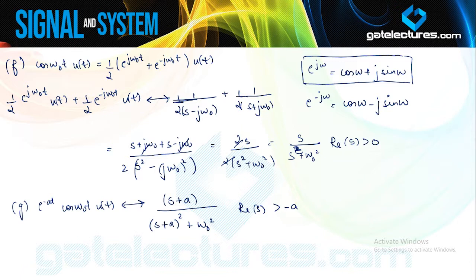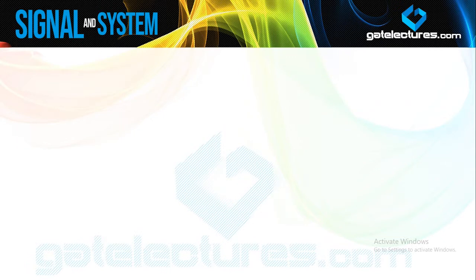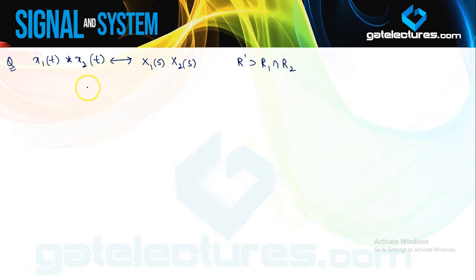Okay, now next we are just going to verify the convolution property. What did we study in the convolution property? I am taking this in the form of a question. We studied that if two signals are convolved in time domain, then in s domain, in Laplace domain, they are going to be multiplied, right? Their Laplace transforms are going to be multiplied, and the ROC is going to be the intersection of the individual ROCs, right?